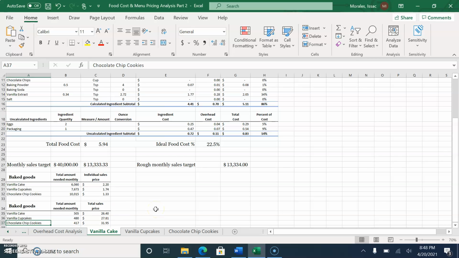Everyone's not going to get the same answer like we were provided and told. So this is the way that I analyzed the data to get what I believe is the amount of baked goods that we're going to need a month to hit this $40,000 target.